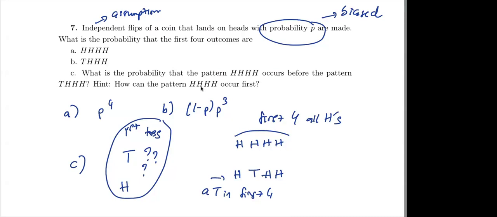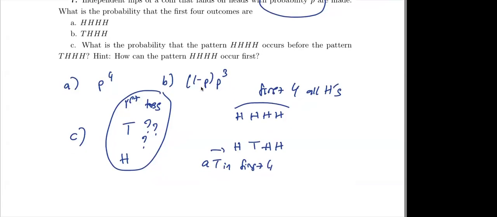I think it's just because tail, head requires only three heads. Once you have a tail in there, you only need three heads to form the tail, head, so it will always happen before that. Correct, that's good.